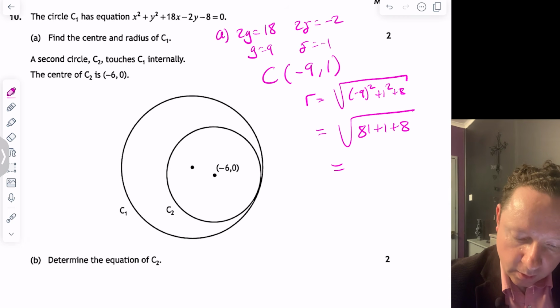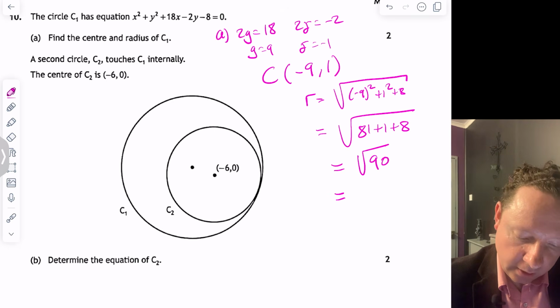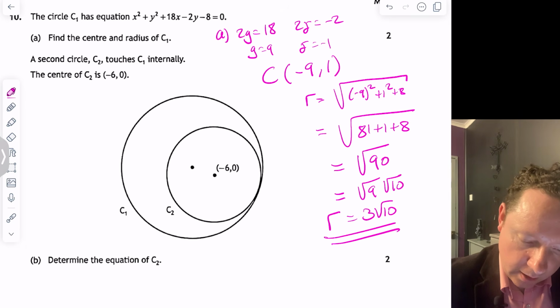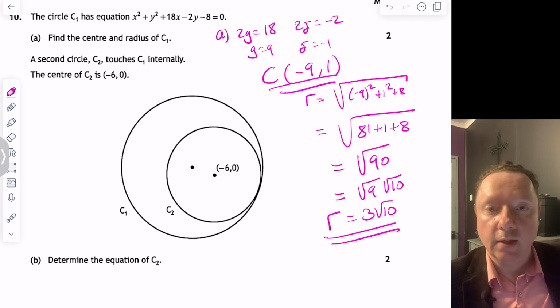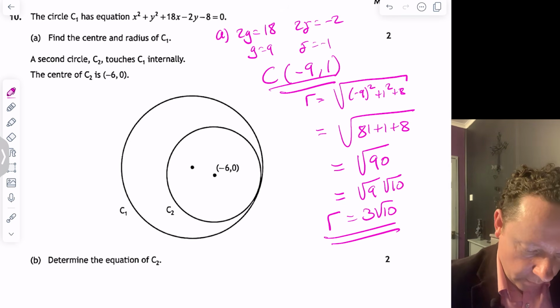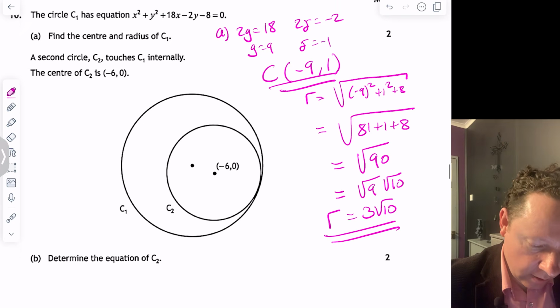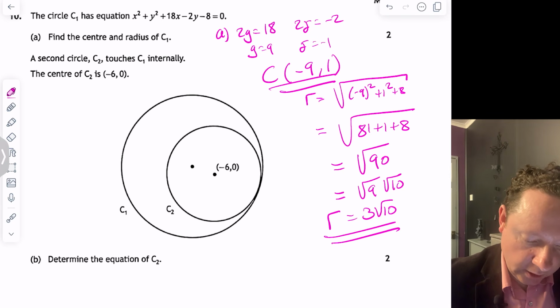81 plus 1 is 82, plus 8 is 90. All surds should be simplified in higher maths. Root 9 root 10, that's 3 root 10. So there's our radius, and there's our centre. And we're done there. Part B says, the second circle C2 touches C1 internally.